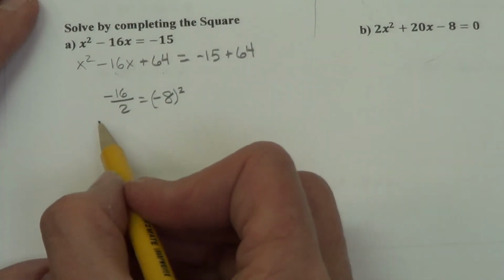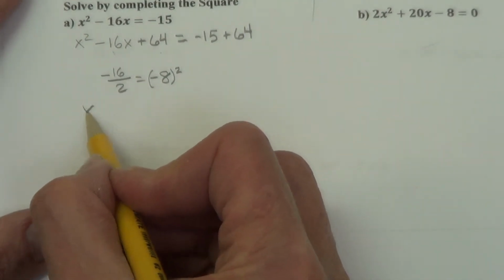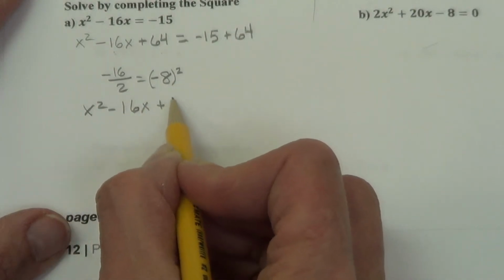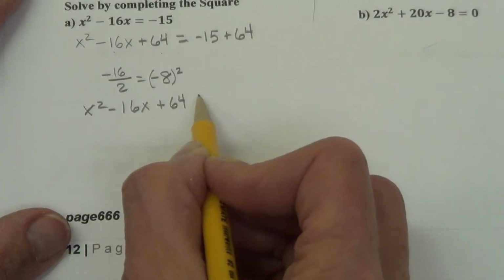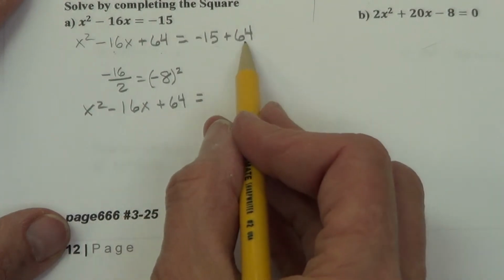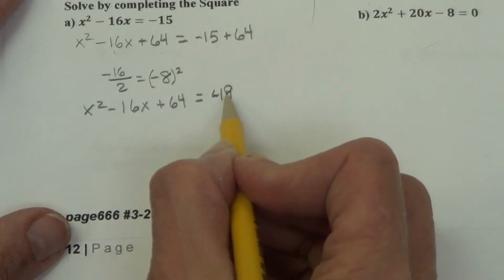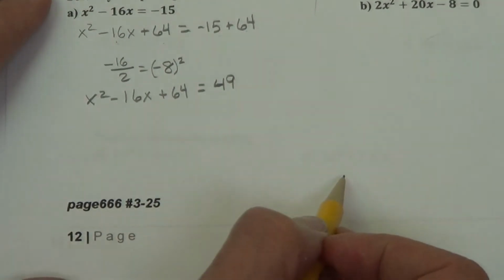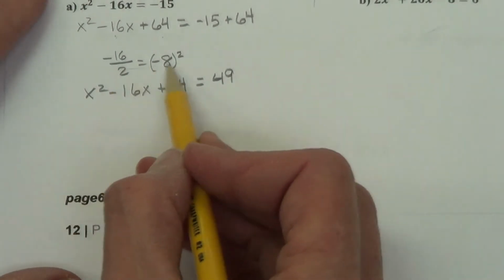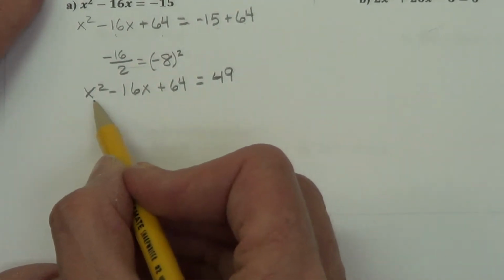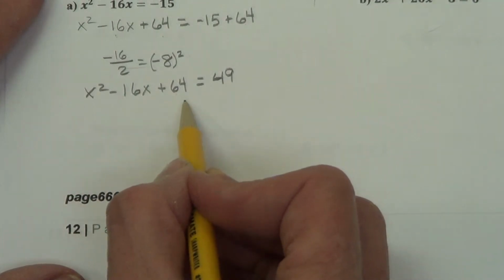Now we can rewrite that problem. x squared minus 16x plus 64 equals 64 minus 15 is 49. Now here's what's really nice in solving this. Keep this little note written down to yourself because this is a perfect trinomial square.